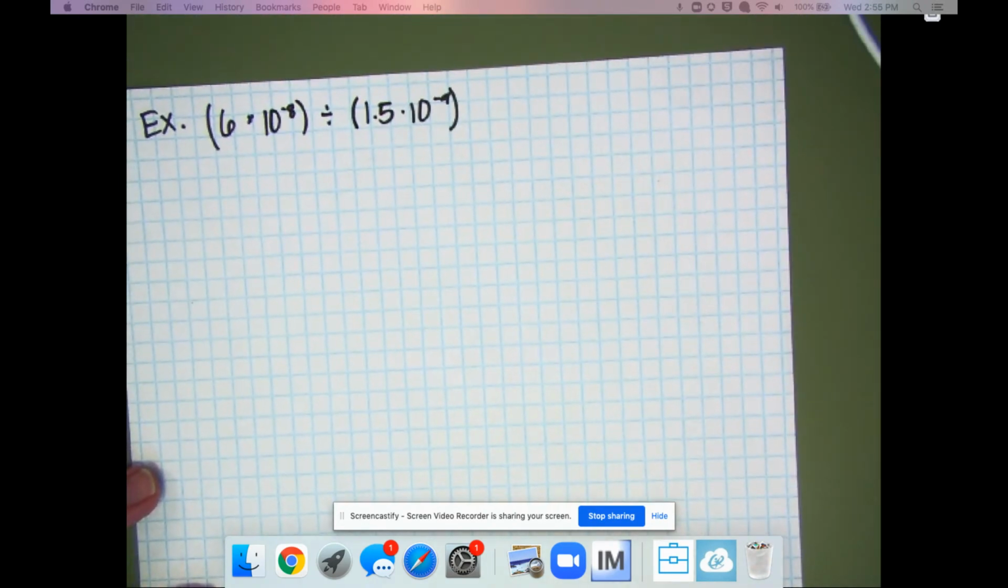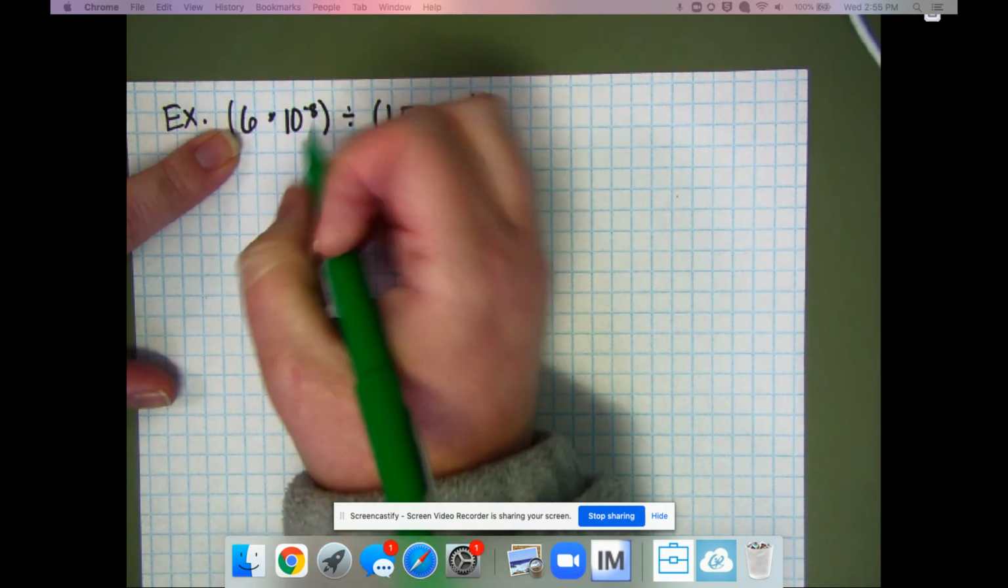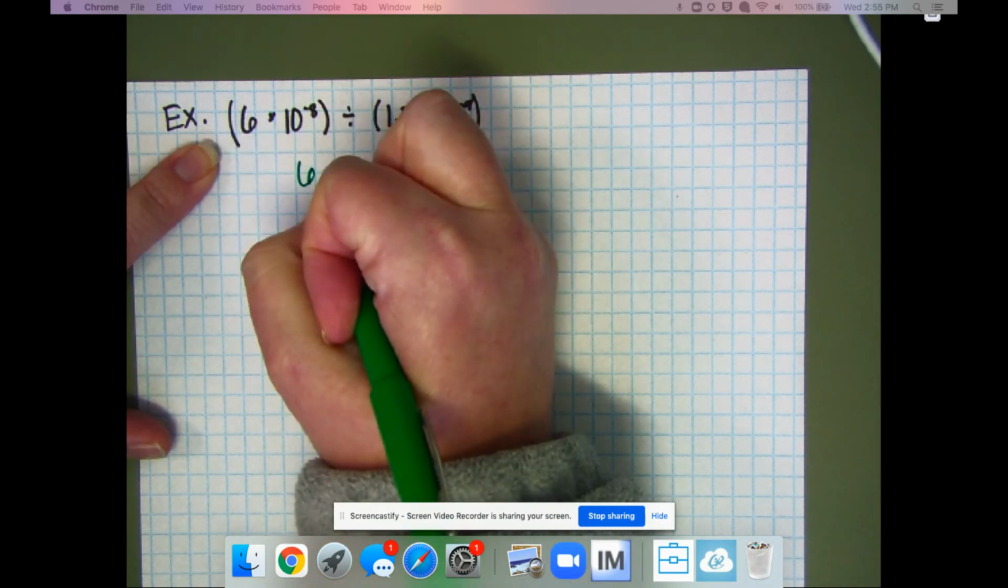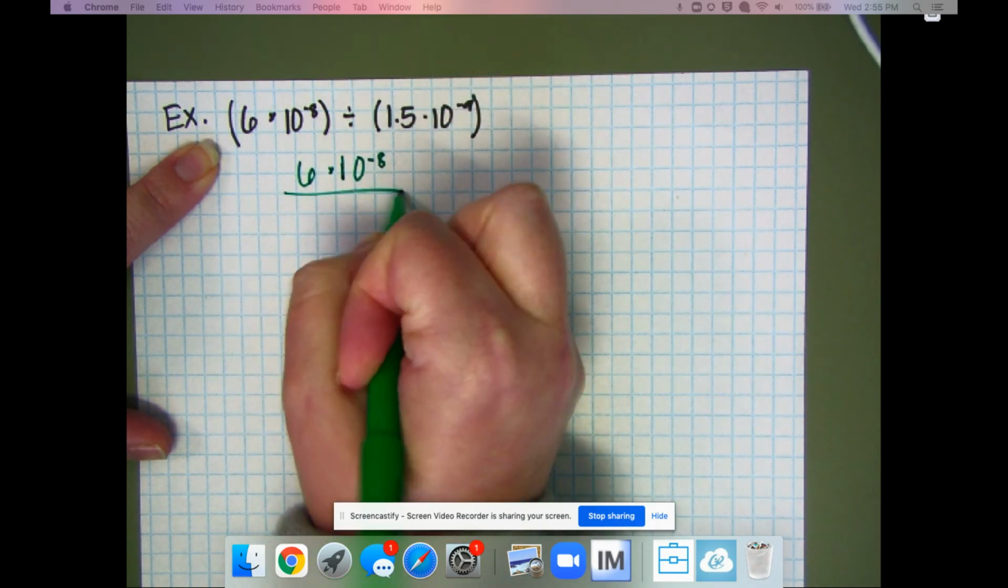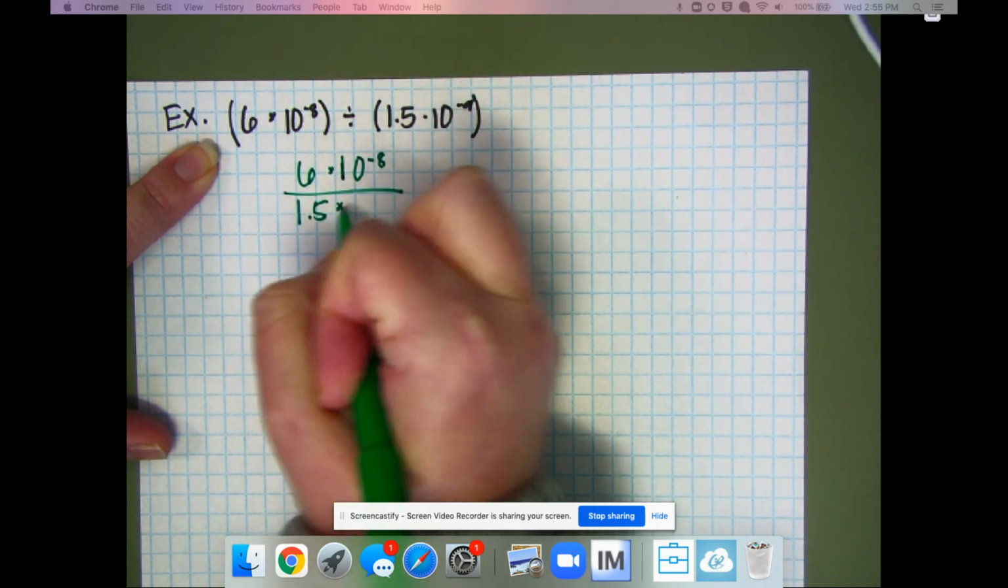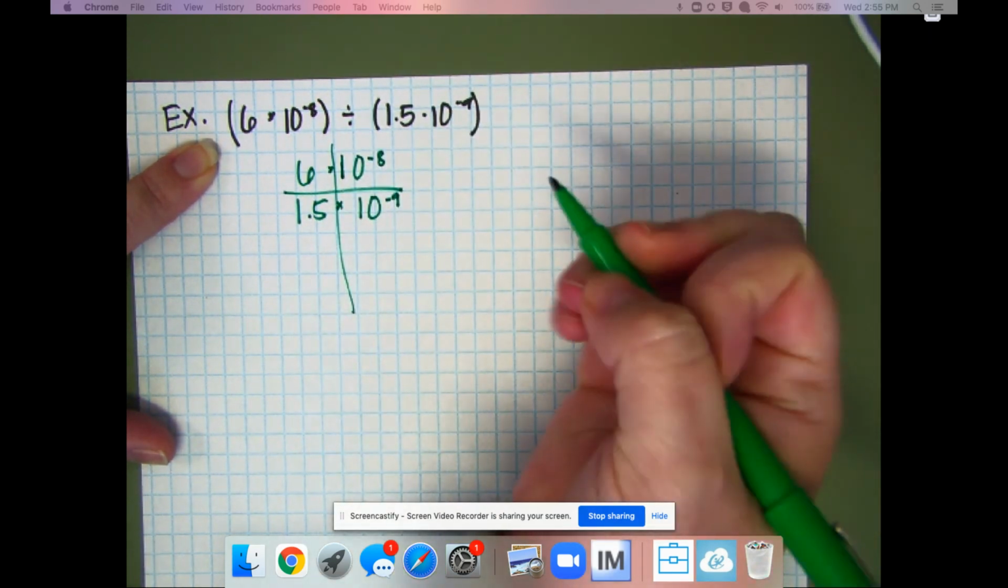So let's do an example for division. So in division, we can't change the order. I like to write them as stacked division, like this. And then I kind of just do the different parts here.